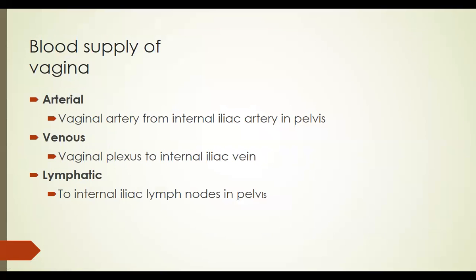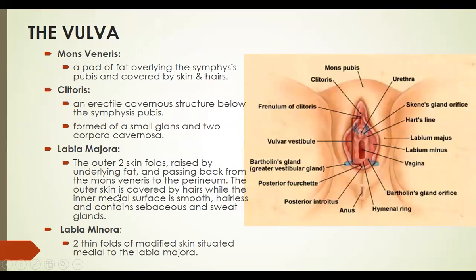Now coming to the blood supply of the vagina, it is arterially supplied by the vaginal arteries from the internal iliac artery, which is present in the pelvis. Venous drainage will be into the vaginal plexus, again back into the internal iliac veins, and the lymphatics will be to the internal iliac lymph nodes. Because the vagina is a pelvic organ, all are supplied by the internal iliac artery, drained by the internal iliac vein, and lymphatics are also to the internal iliac group of lymph nodes.